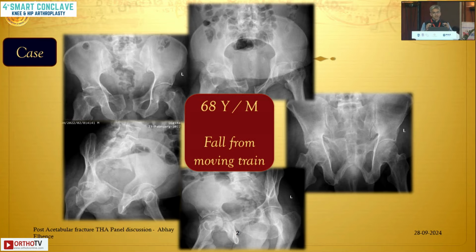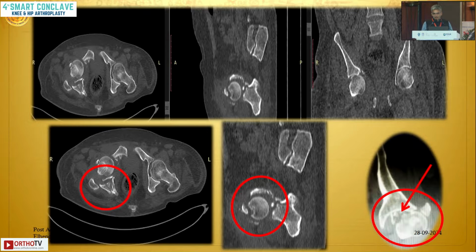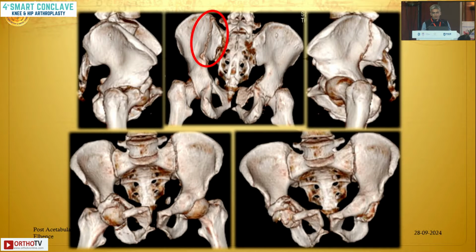I'll start with a case. This is a 68-year-old man who fell from a moving train. And as you see, he has injury to the head of the femur. He has some comminuted fragments in the acetabular socket. He's got a hip that is dislocated, and he's got comminution over the wall as well.